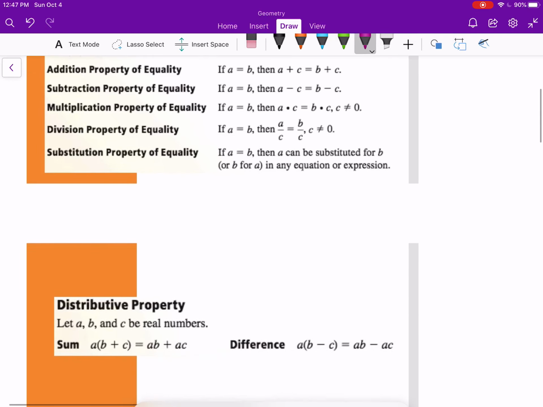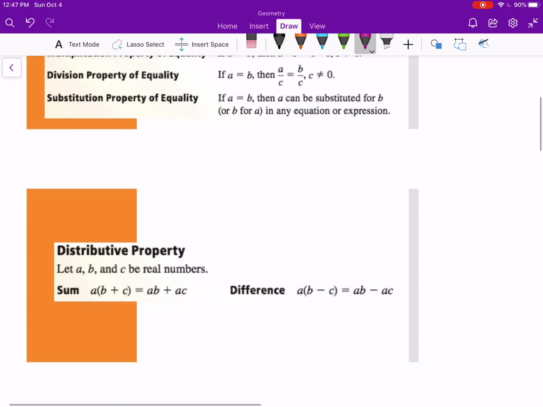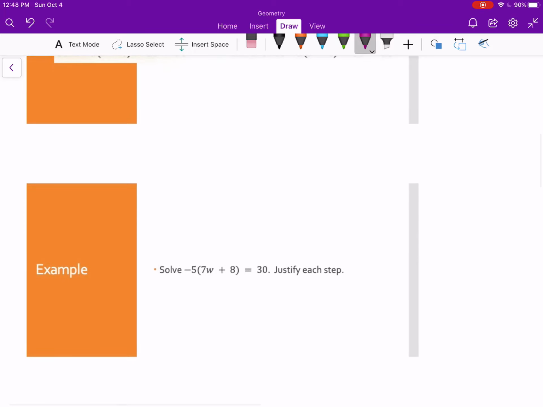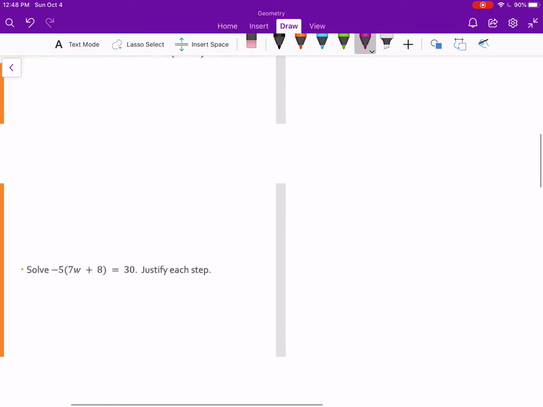The distributive property, we've already learned, is the rainbow. A times the quantity B plus C equals AB plus AC. Same thing for if you're subtracting. So let's solve this and justify each step.